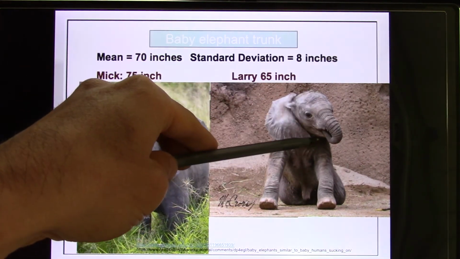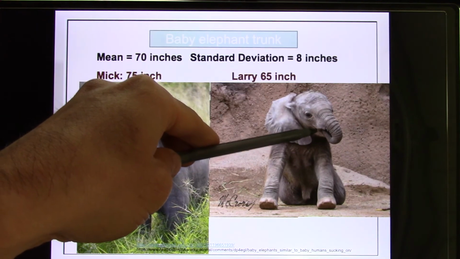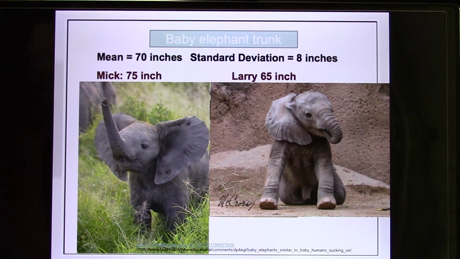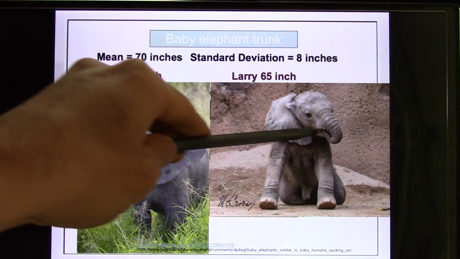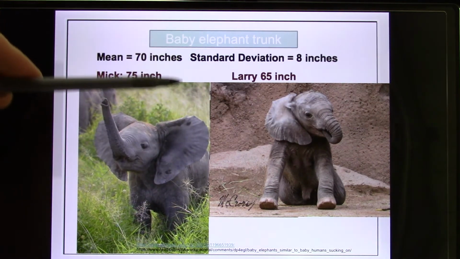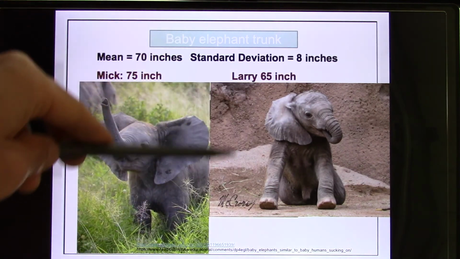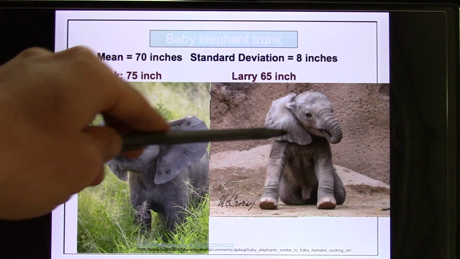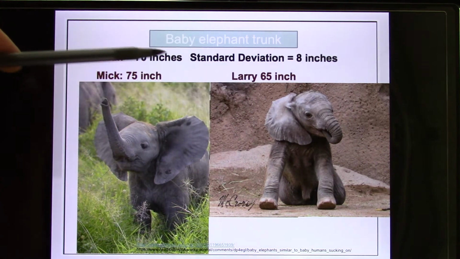And you found Larry sucks his trunk. It's very similar to a human baby sucking a finger to comfort themselves. The elephant does that. And you want to comfort Larry, you want to tell him, no, you have a normal trunk. It's not too small. And how do you really say that?